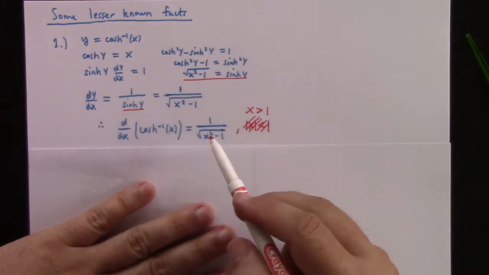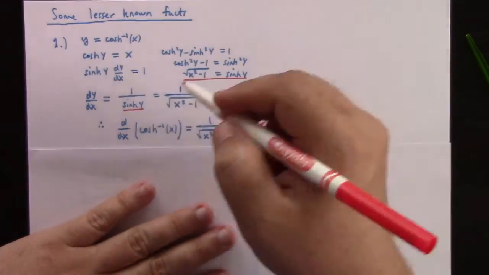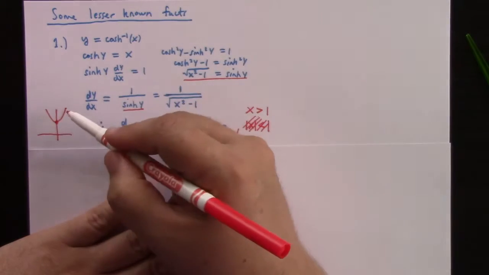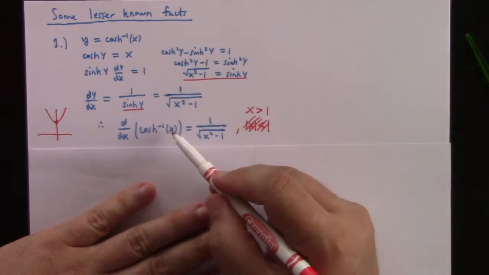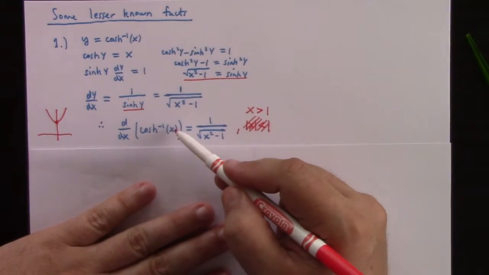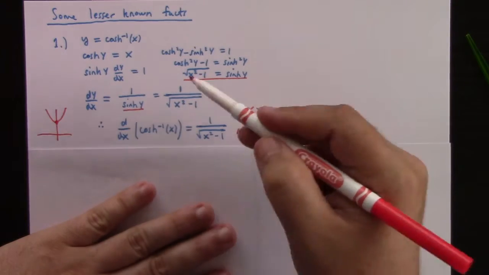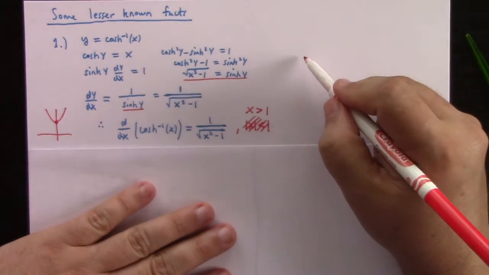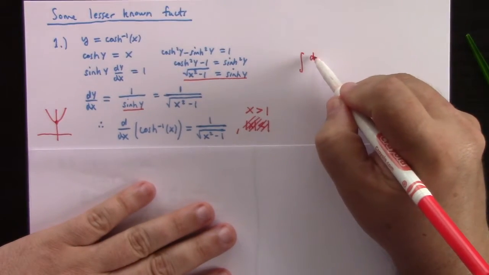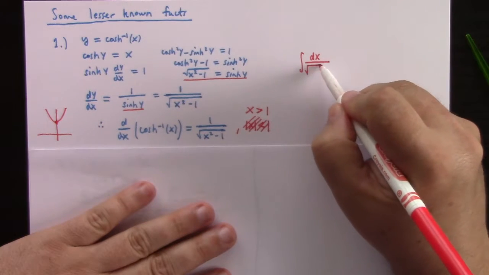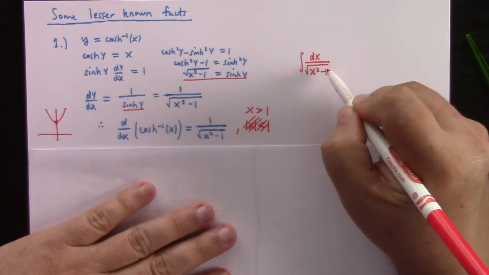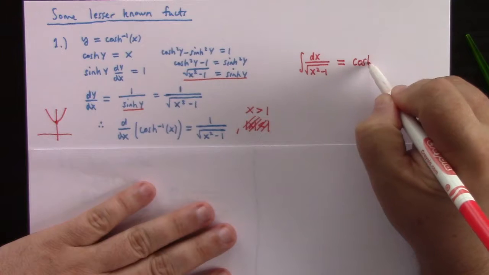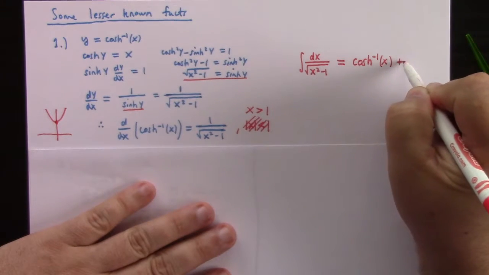More to the point, the range of cosh, remember what cosh looks like? Looks like this guy, right? So the smallest cosh is 1, and then it's bigger and bigger. So when I take cosh inverse of something, the value must be in the range of hyperbolic cosine. That's 1 to infinity. So this formula is only good for x greater than 1. All right, so the integral of dx over the square root of x squared minus 1, as a consequence of this little fun fact, is simply inverse hyperbolic cosine of x plus a constant.